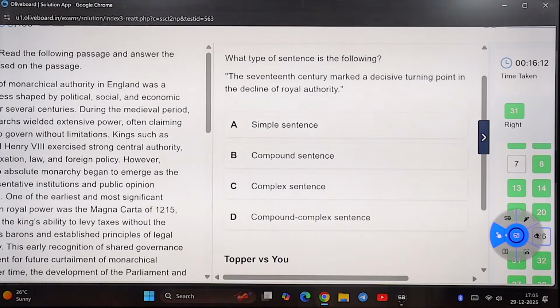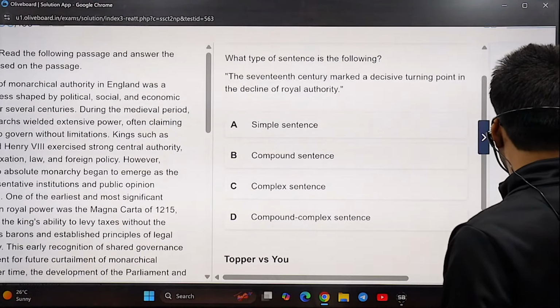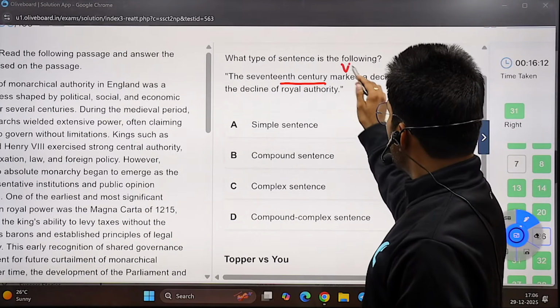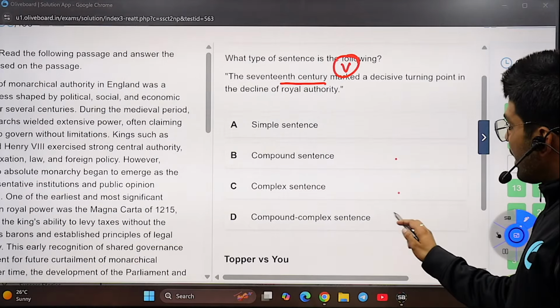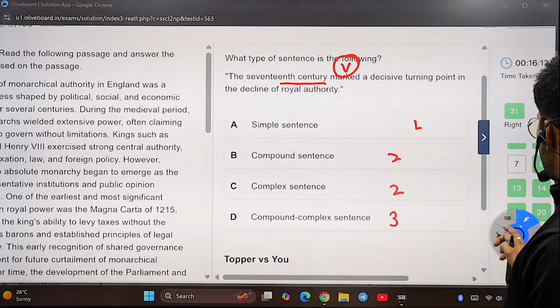Which type of sentence is this? The 17th century marked a decisive turning point in the decline of royal authority. So complex, so simple to answer. Obviously, it can't be anything but simple, because it has one subject and just one verb. We don't have any other verb or any other statement. It can't be compound, can't be complex. Complex and compound need at least two clauses. That one statement is simple itself.